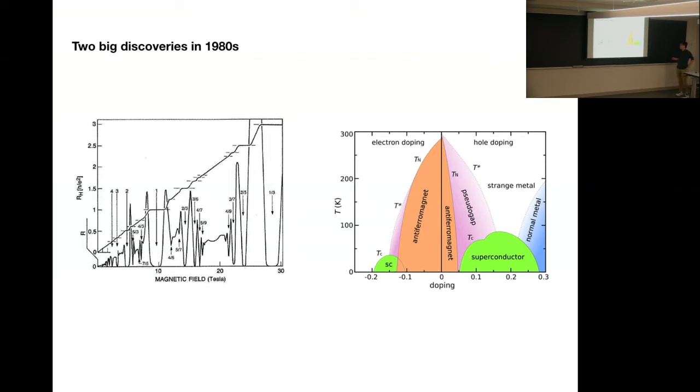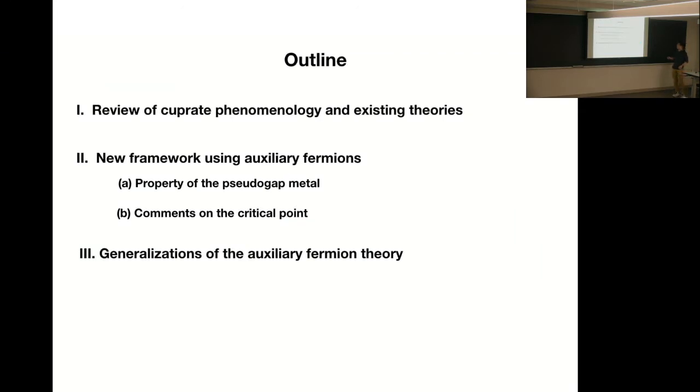Today I will present some of my attempts to understand the pseudogap metal in cuprates. This is the outline. First I will review the phenomenology of cuprates. Then I will present my theory. And in the third part, I will discuss the generalization of this theory, applying it to systems other than cuprates. It turns out it's a quite general framework.